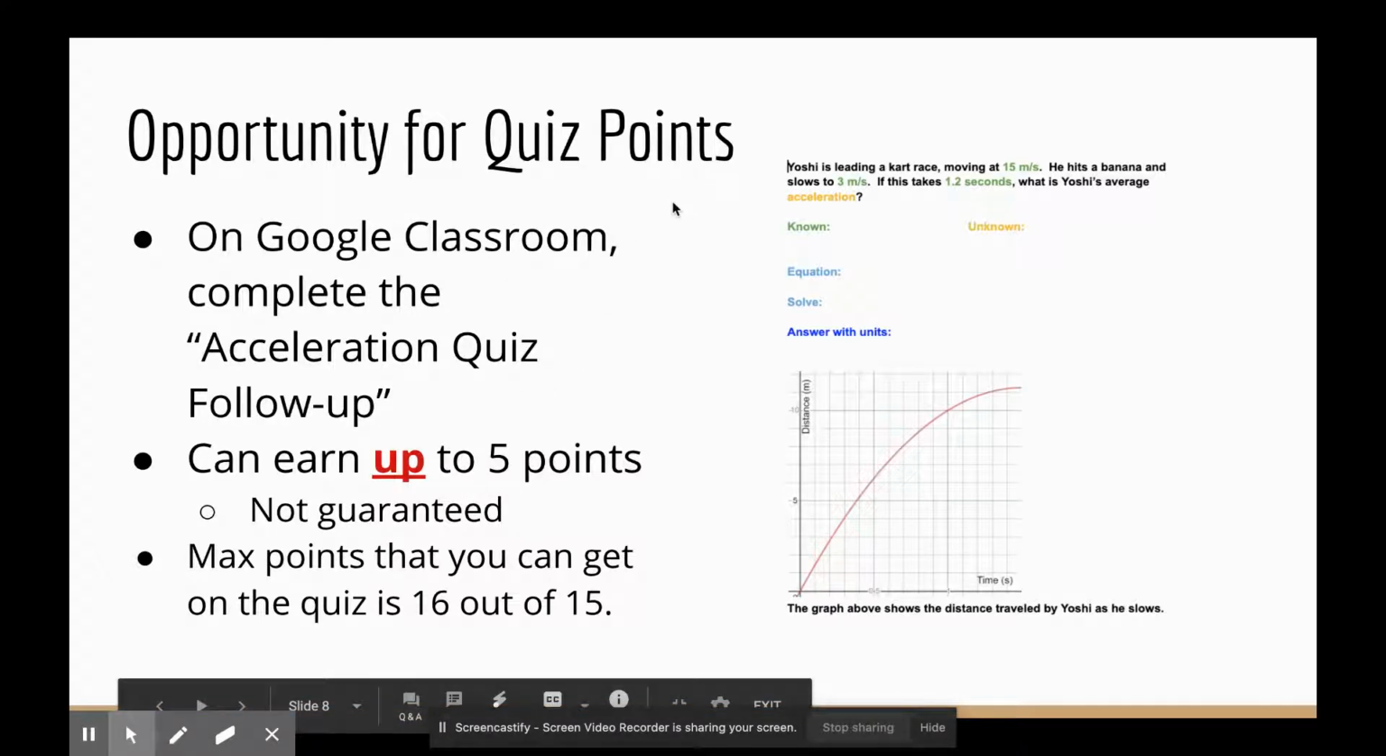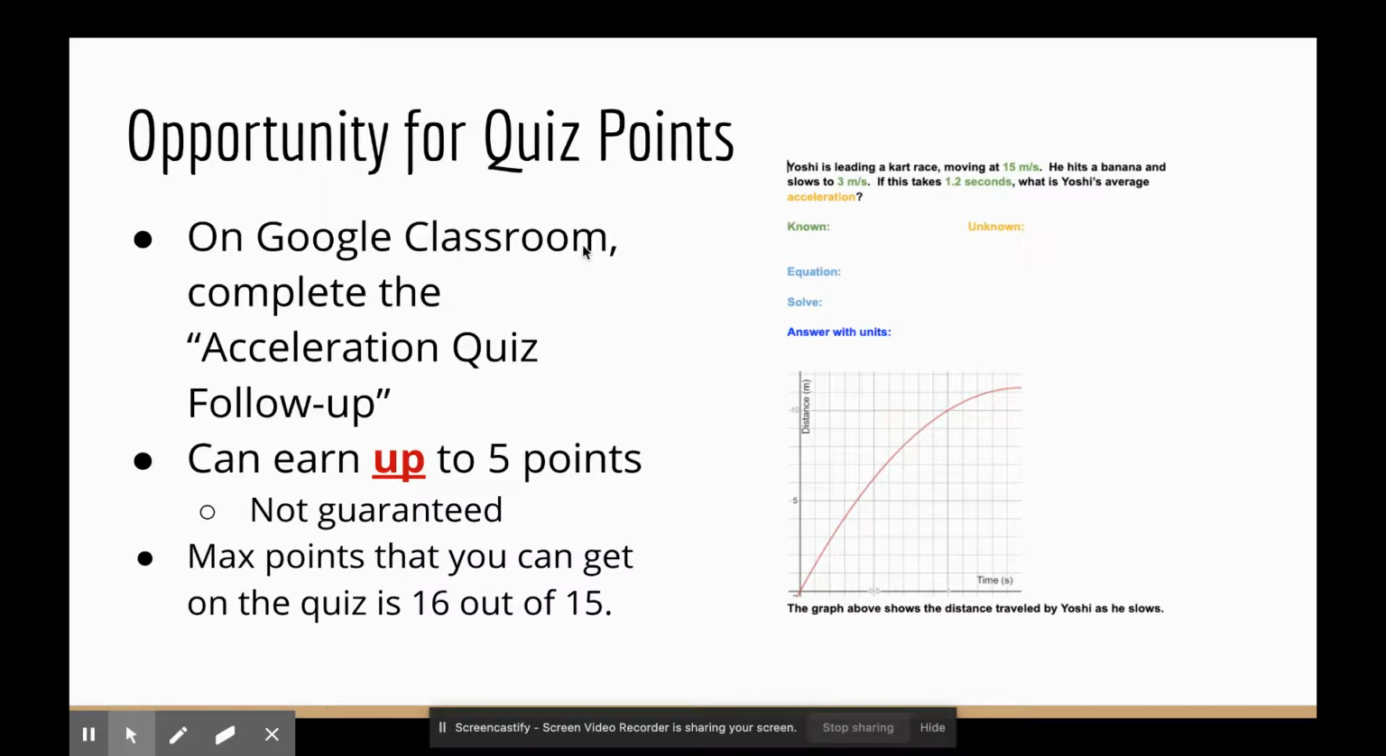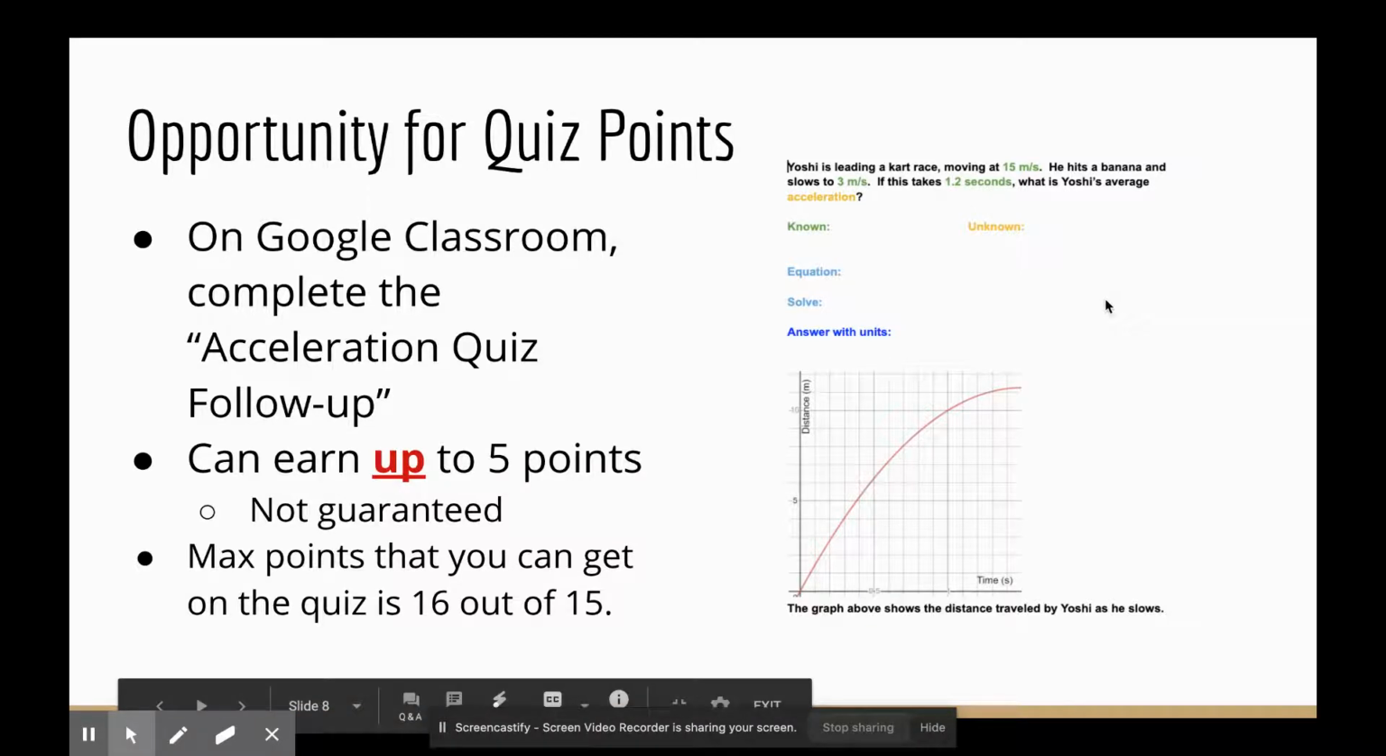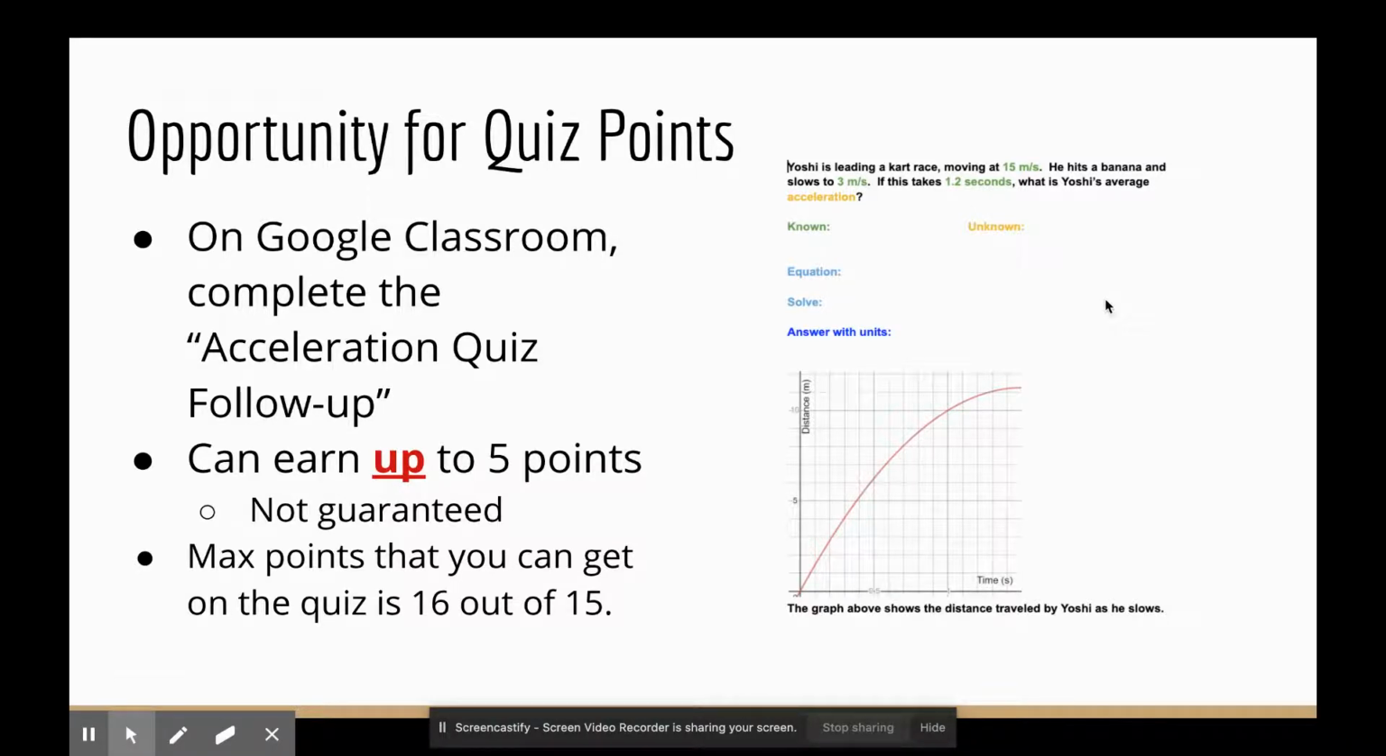Opportunities to make up quiz points. There's actually two ways that you can do that. If you missed one or two that you just want to fix, you can always do the test corrections. Or if you miss more than 5 points, you can do the test corrections as well. That form is on Google Classroom. This is the Google Classroom acceleration quiz follow-up. This form looks like this. You can earn up to 5 points back. It's not guaranteed. It's dependent on how accurately things are done. And then the max points that you can get on this quiz is 16 out of 15.